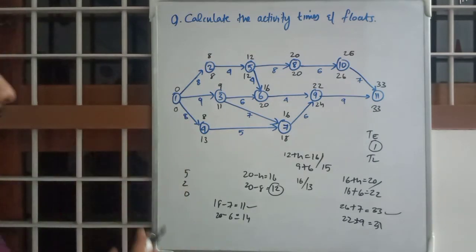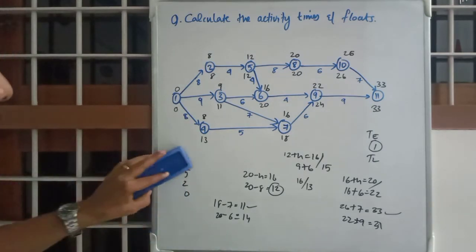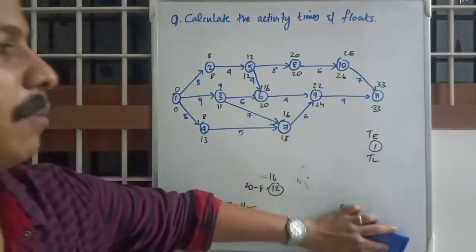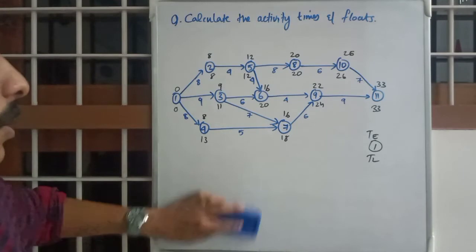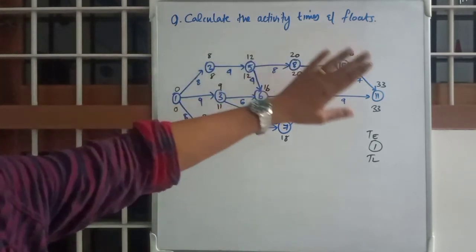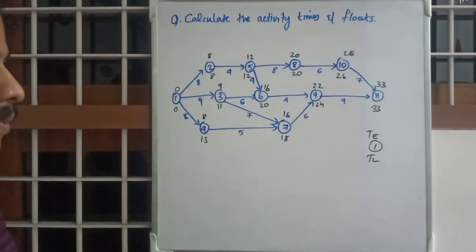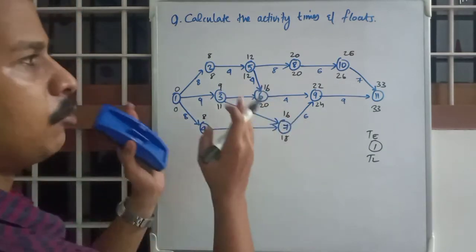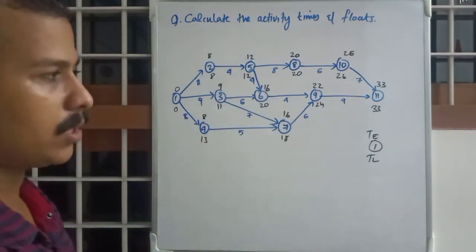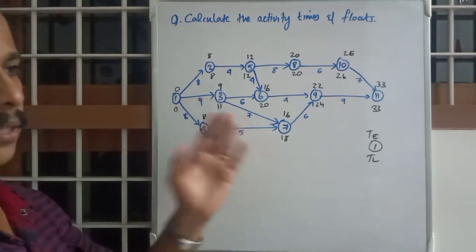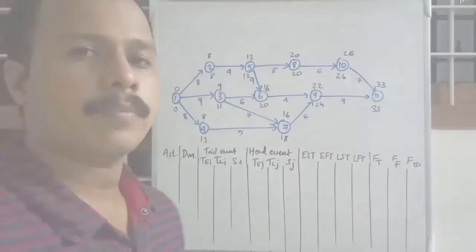So these are the set of TE and TL values for all events. That is the first step. You cannot avoid that step. So you have two sets of values for each event. Now what we will do? We will take this set of values into our table, then work out this problem. Okay, so let's take these values.